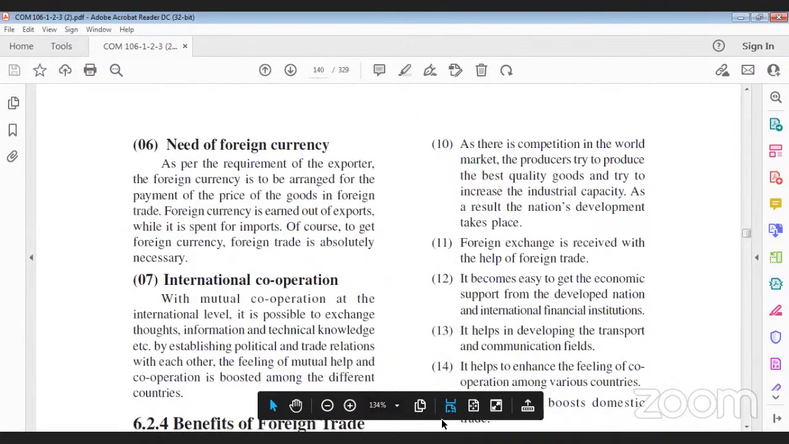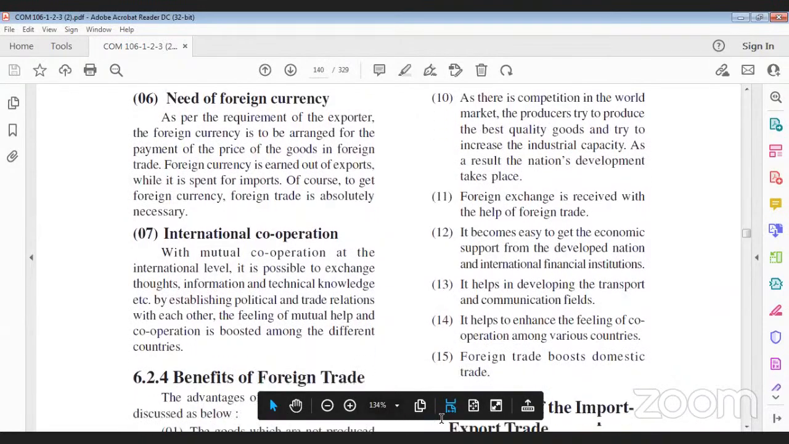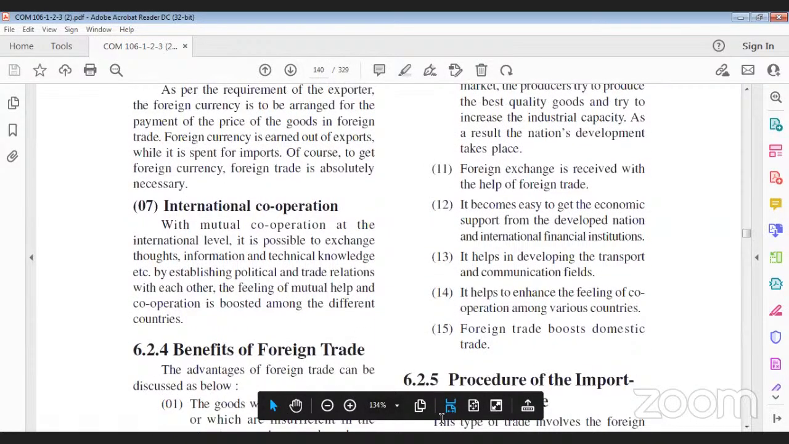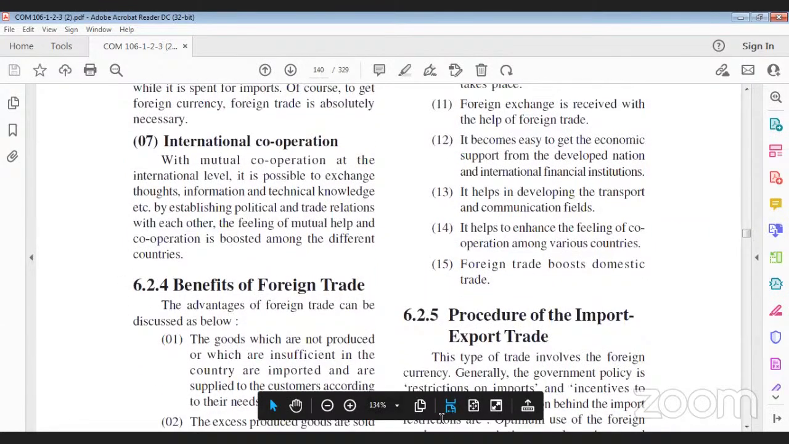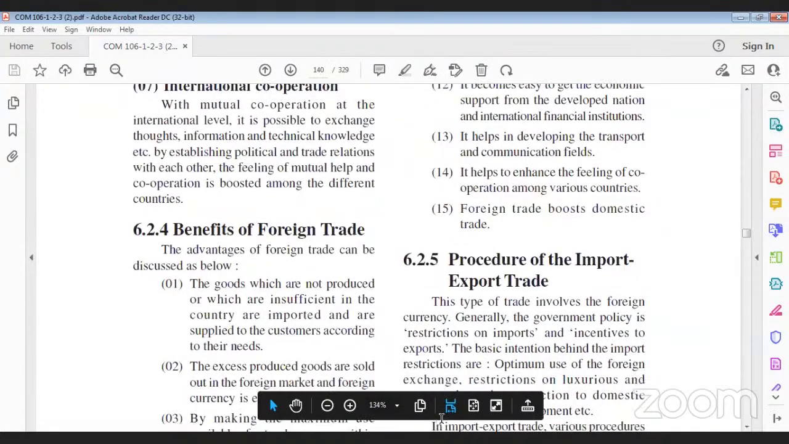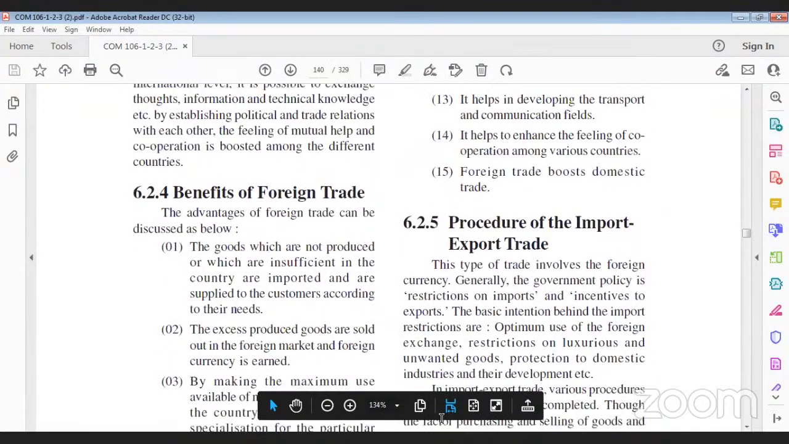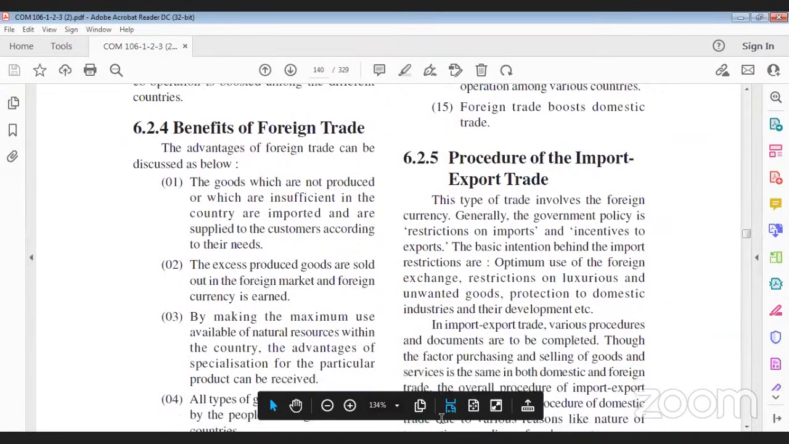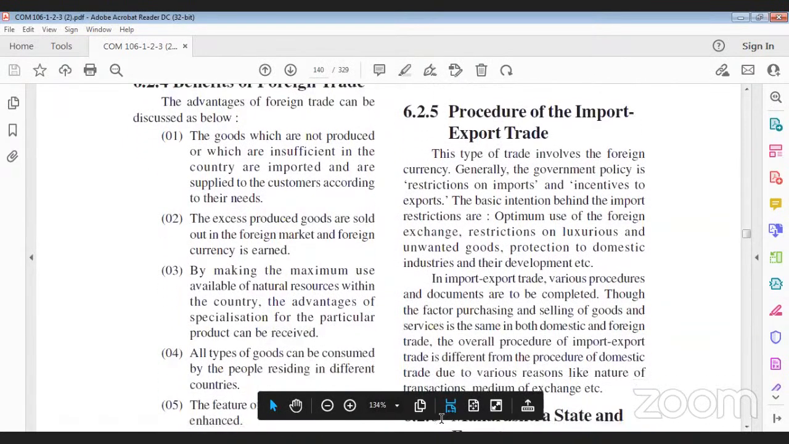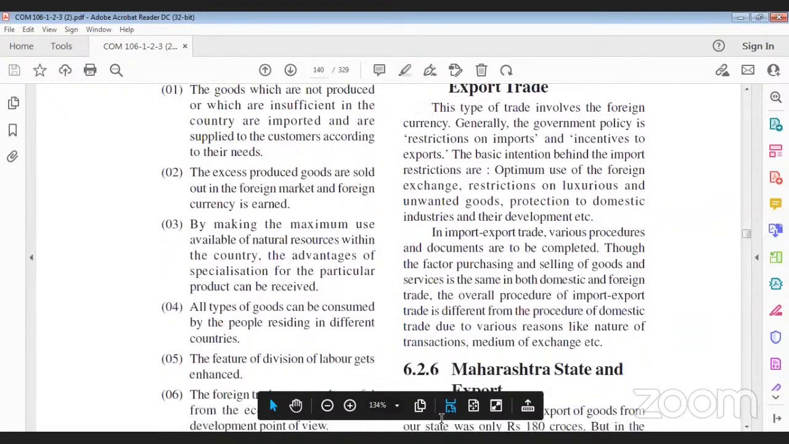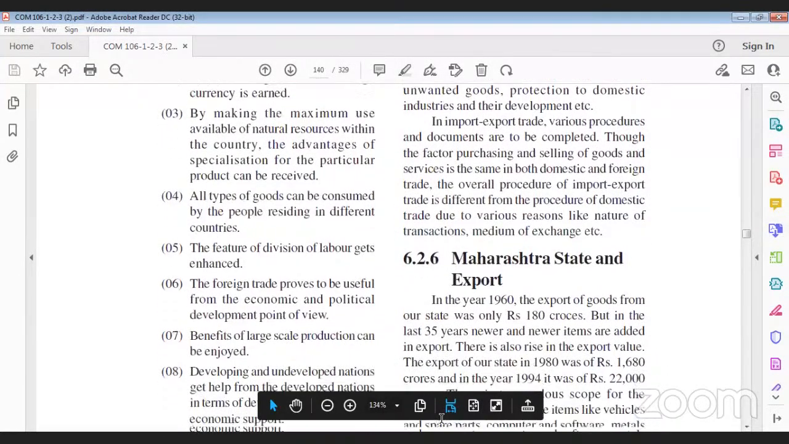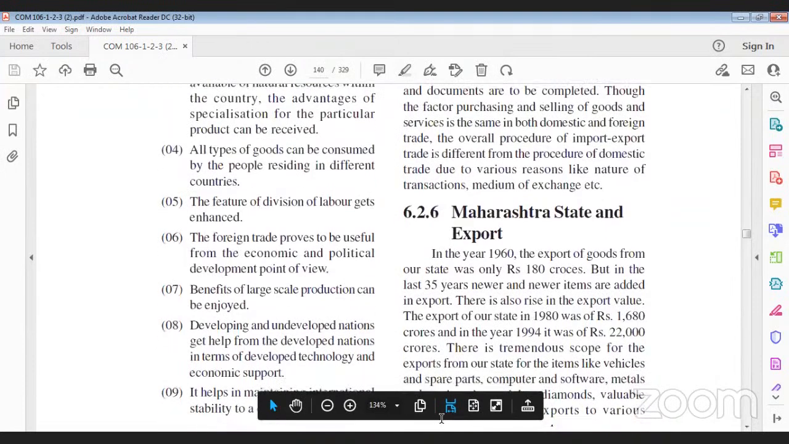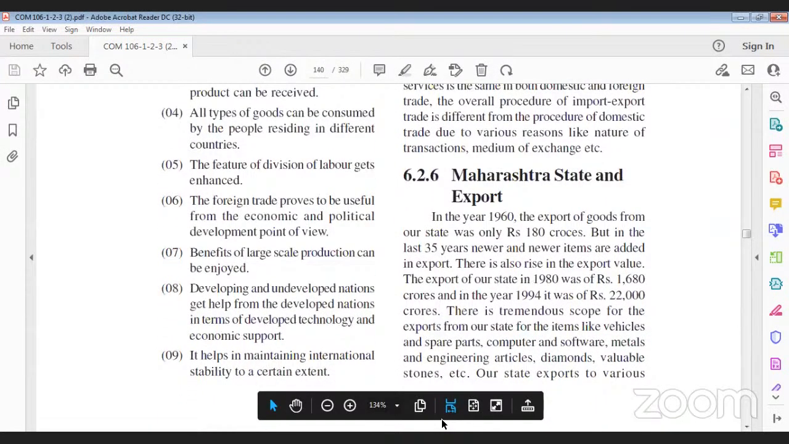Then seventh, foreign trade is useful for economic and political development, and there is the benefit of large scale production. Then the eighth point is that developing and underdeveloped nations get help from the developed nations. Then the ninth point is that it helps to maintain international stability to a certain extent.